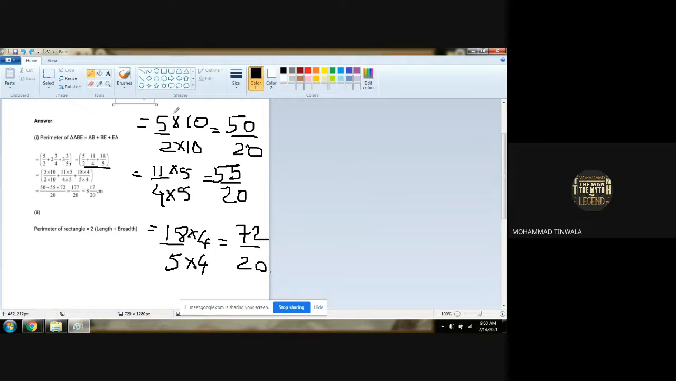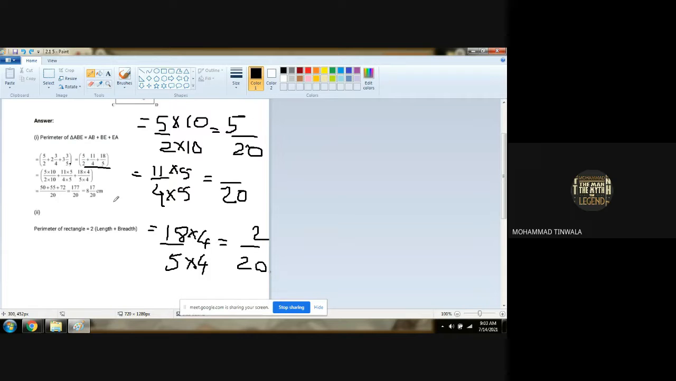Are you all getting the steps what I did? Yes. So 50 plus 55 plus 72, with 20 as a common denominator, we got 177/20. Can you ever get 177 marks in a 20-marks exam? No. So we have to convert that into a mixed fraction. The mixed fraction will be 8 integers 17/20 centimeter. That is the perimeter of the triangle. Is it clear?